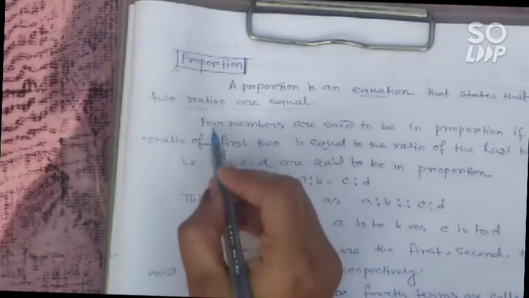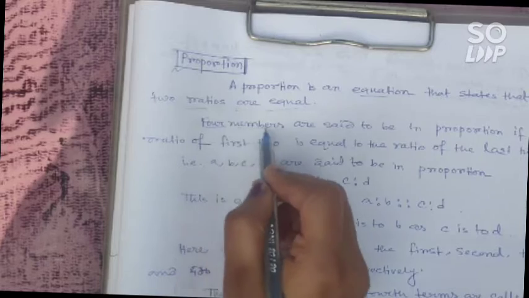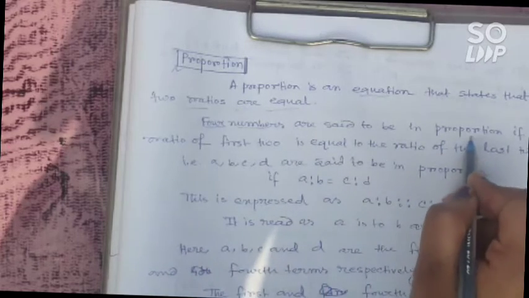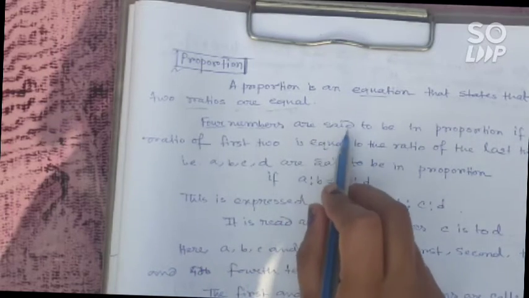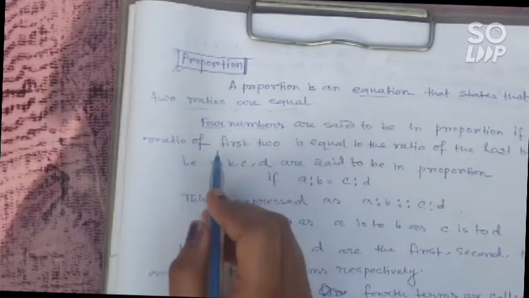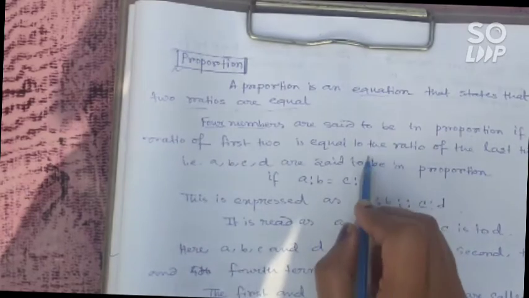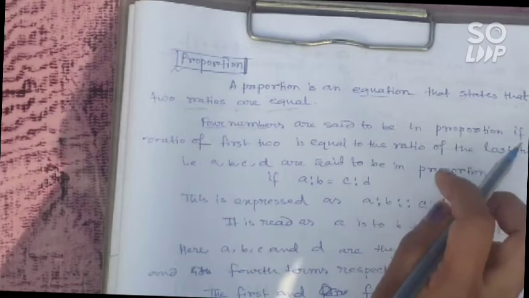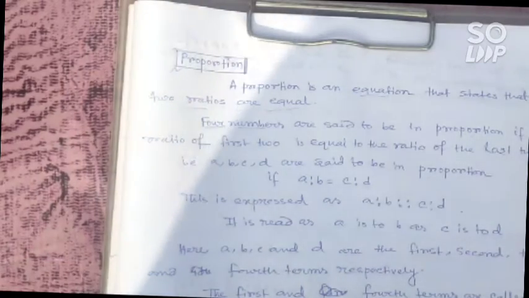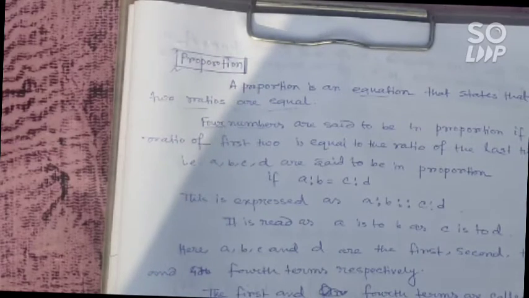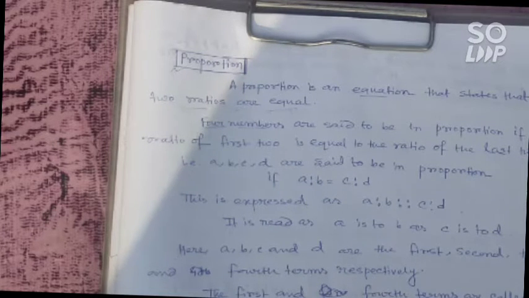Okay? So suppose four numbers are said to be in proportion if the ratio of the first two is equal to the ratio of the last two. So, if the ratio of the first two terms and the ratio of the last two terms are equal, then we will say that four numbers are in proportion. Okay.